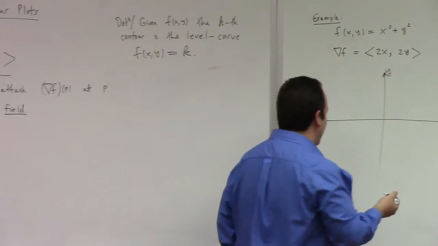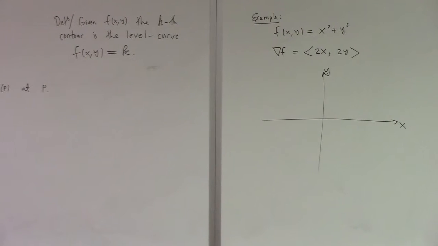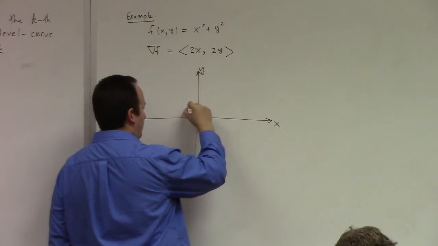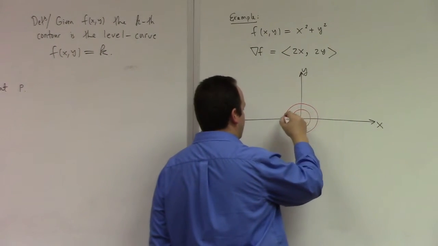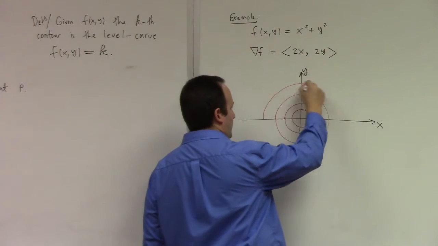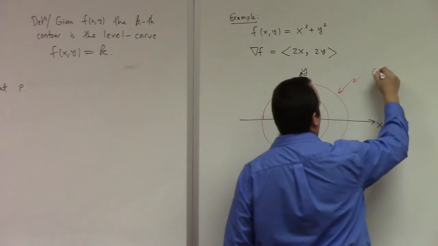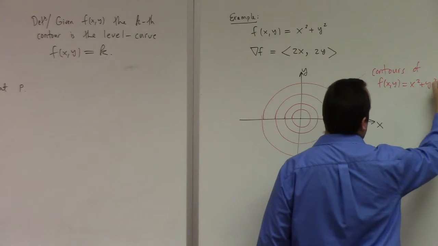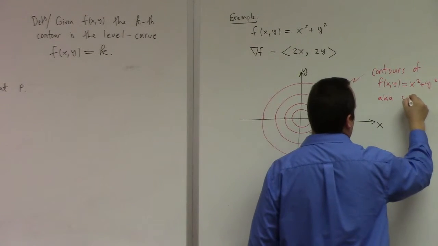Okay, so how about the contour of level minus 1? What is it? I already drew the level minus 1 contour. Why? Yeah, there is none. You look at x squared plus y squared equal to minus 1. No solution. Where's the start to be a solution? 0, right? And then how about level 1? Level 2? Level 3? Anyway, you get the idea. So these are the contours of f of x comma y equal to x squared plus y squared, right? Which are what? AKA circles.